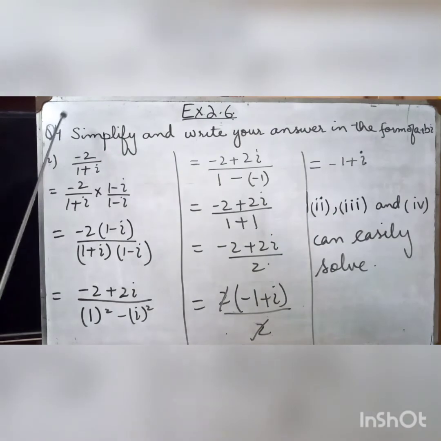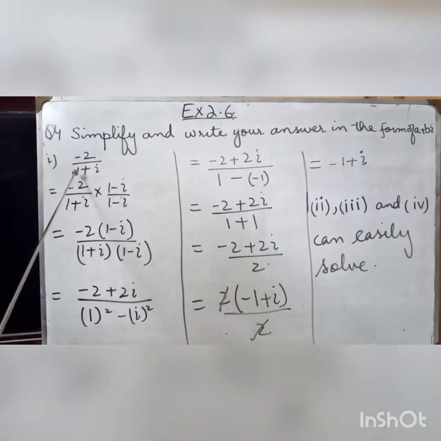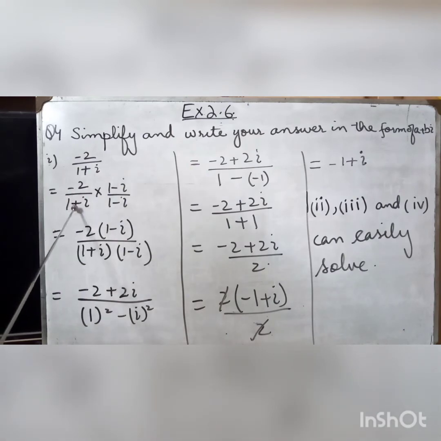Question number 4. Simplify and write your answer in the form of a plus b iota. First part, minus 2 over 1 plus iota. Take the conjugate of the denominator, that is 1 minus iota, and multiply and divide it with this expression. So we have minus 2 into 1 minus iota over 1 plus iota into 1 minus iota.